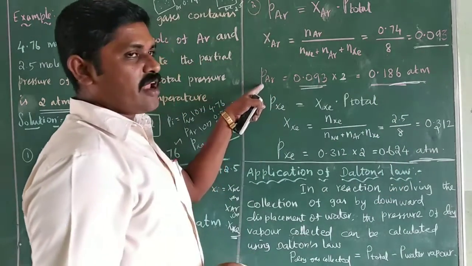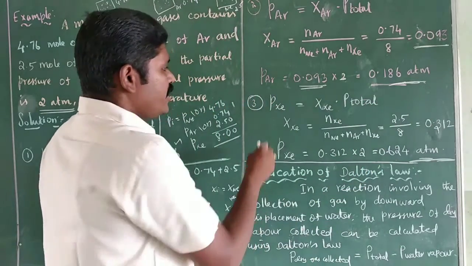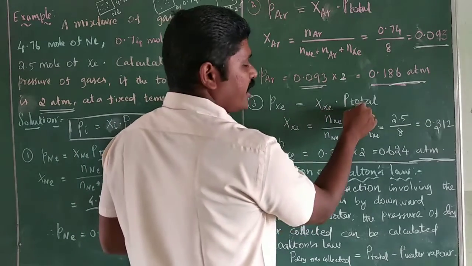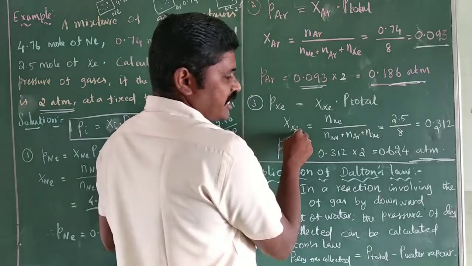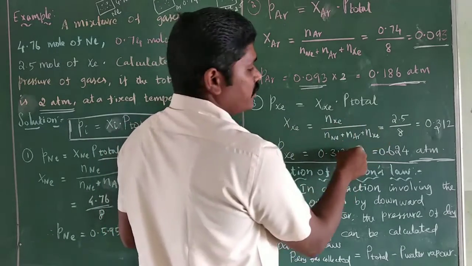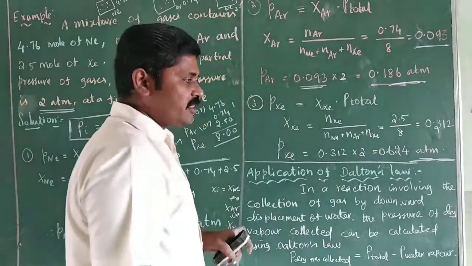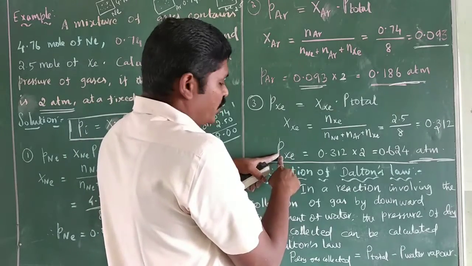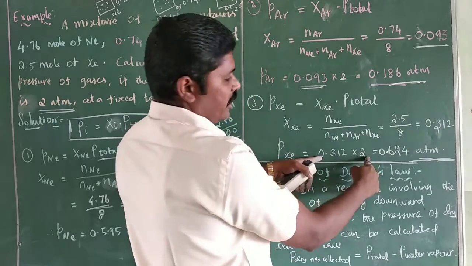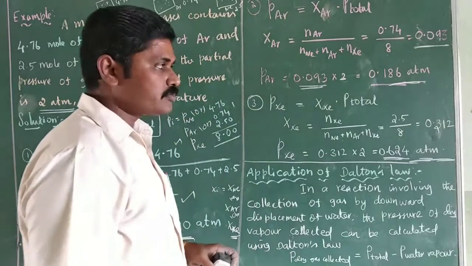The partial pressure of argon is 0.186 atm. Now the partial pressure of xenon. The mole fraction of xenon times the total pressure. The mole fraction of xenon is equal to the number of moles of xenon divided by the total number of moles. So 2.5 by 8 is equal to 0.312. So the partial pressure of xenon is equal to the mole fraction of xenon times the total pressure, so it is equal to 0.624 atm.